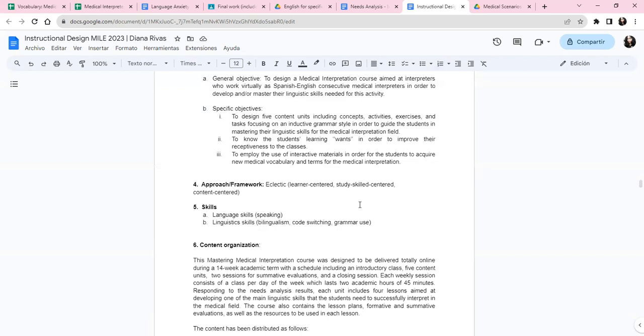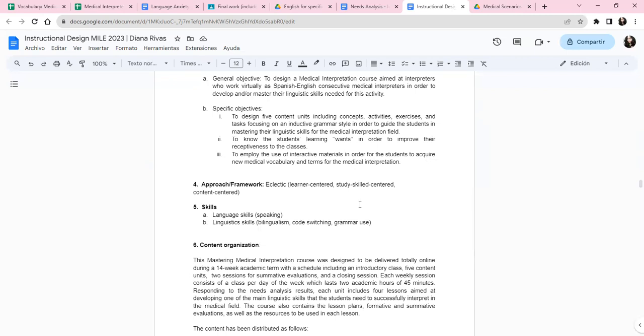Secondly, to know the students' learning wants in order to improve their receptiveness to the classes, to employ the use of interactive materials in order for the students to acquire new medical vocabulary and terms for the medical interpretation. And on the other hand, we would have the approach. This approach would be eclectic. It would be a mixture of learner-centered approach, study skill-centered, and content-centered approach.